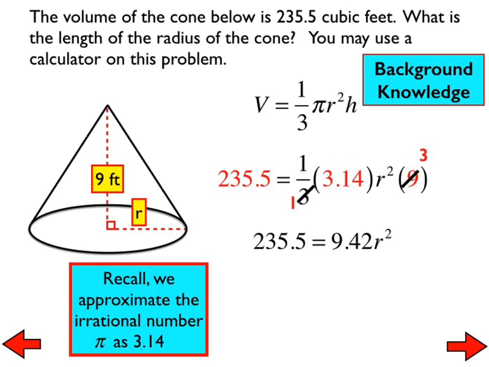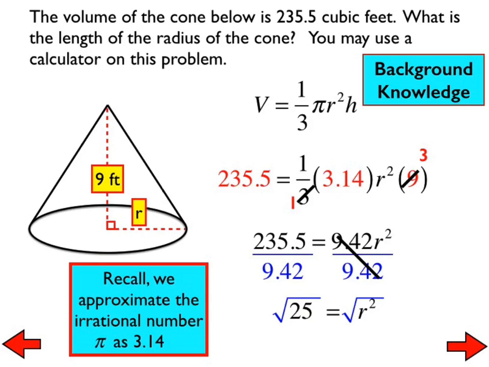Now sometimes we want to multiply both sides of the equation by 3, but we didn't need to in this one because of the fact that the height here and the denominator here, we could do some simplifying there. So at this point, we divide both sides by 9.42. And then we end up with r squared equals 25. Take the square root of both sides. Now we end up with a radius of 5 feet.